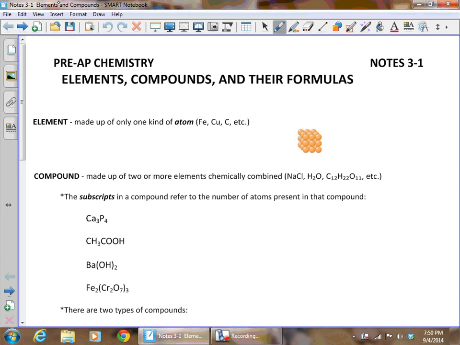Today we're going to talk about elements and compounds and the formulas for those different elements and compounds. What are they made up of?